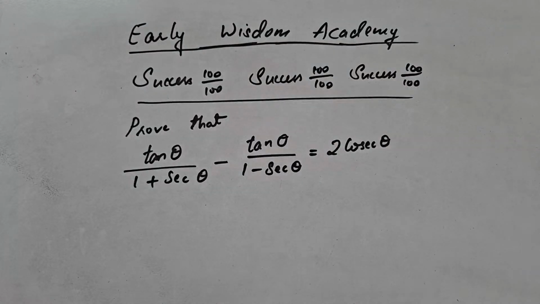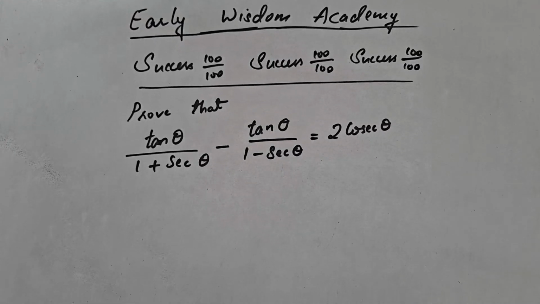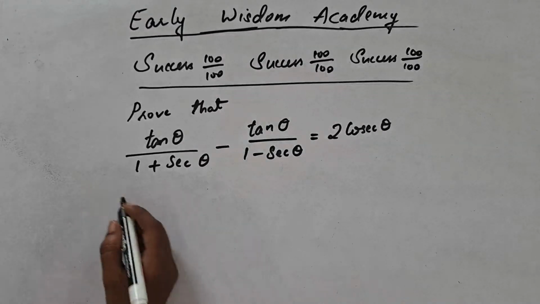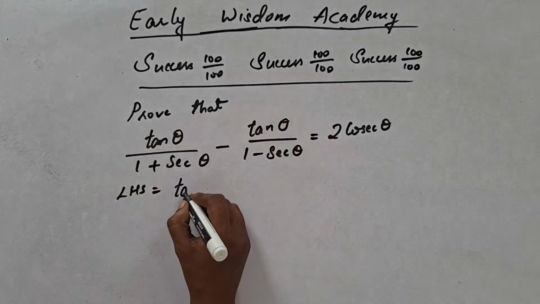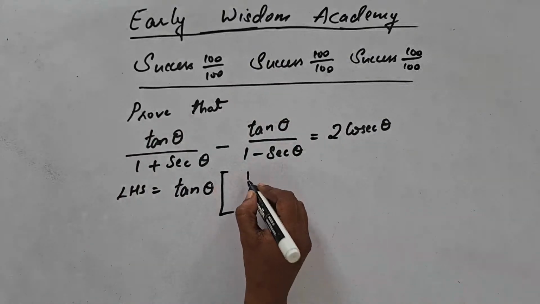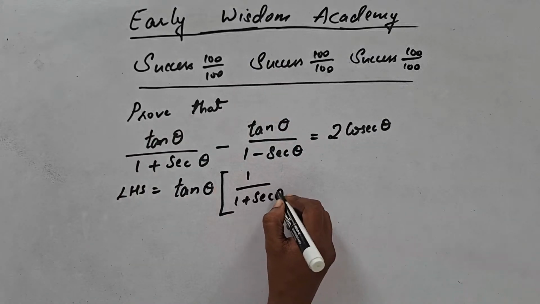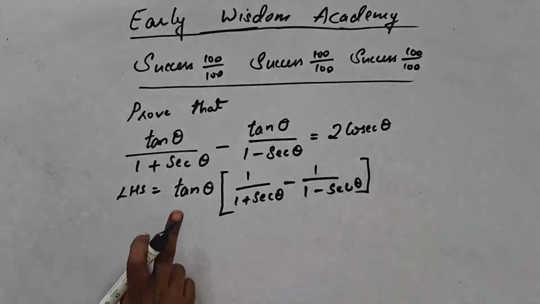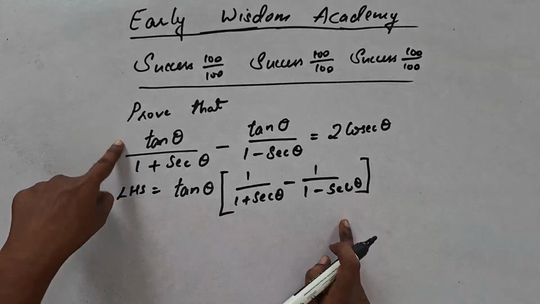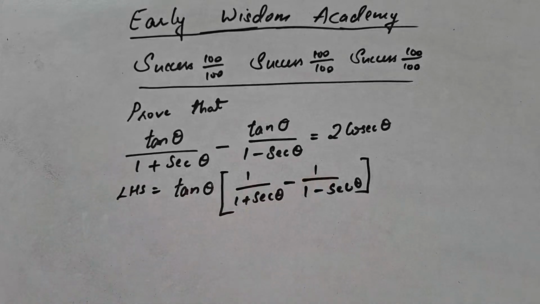So we have to prove that tan theta divided by 1 plus secant theta minus tan theta divided by 1 minus secant theta is equal to 2 cosecant theta. Now, let us consider the LHS. In the LHS, I can take tan theta in the numerator as common. Therefore, I will have 1 divided by 1 plus secant theta minus 1 divided by 1 minus secant theta. See, when I multiply inside, I'll get back this. Therefore, I can take the numerator as common.